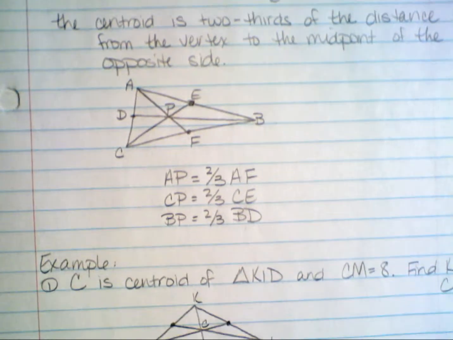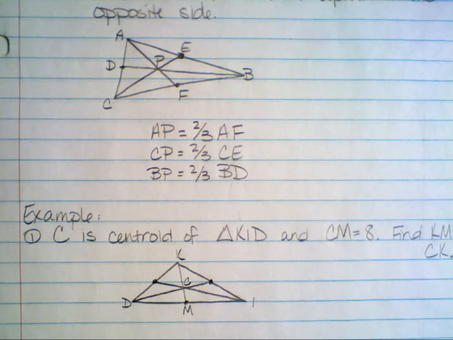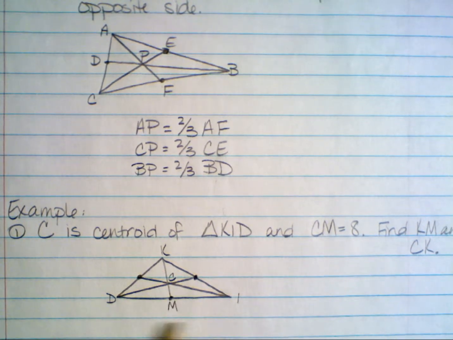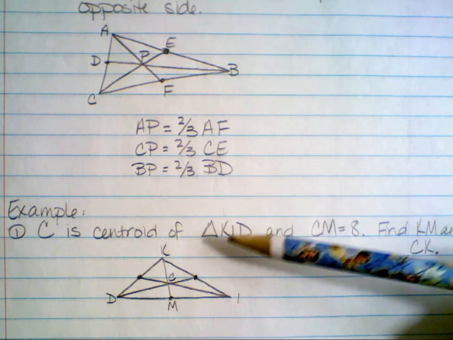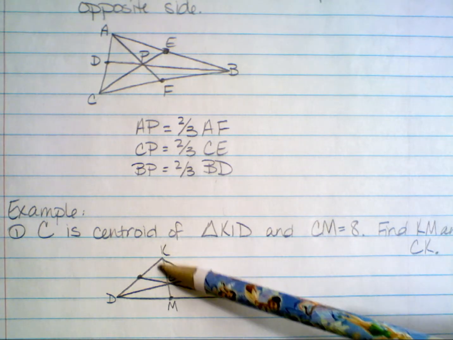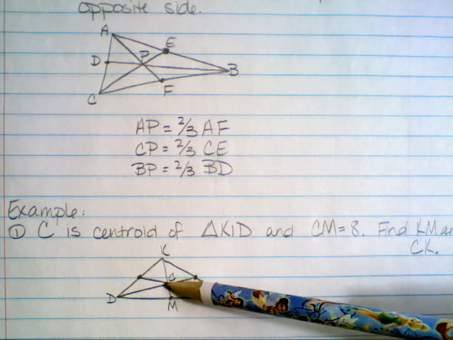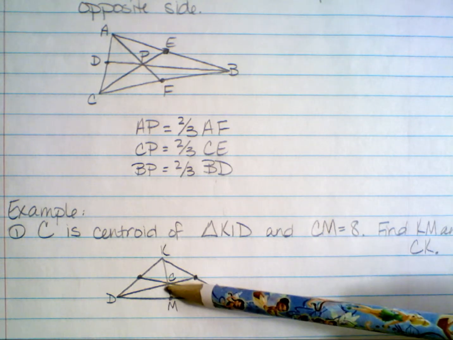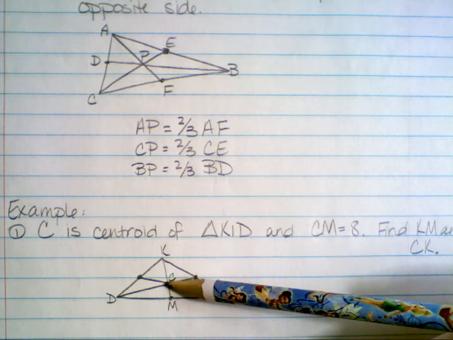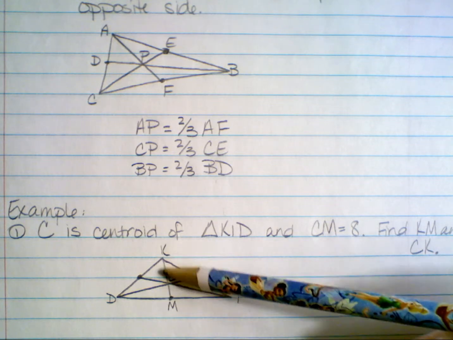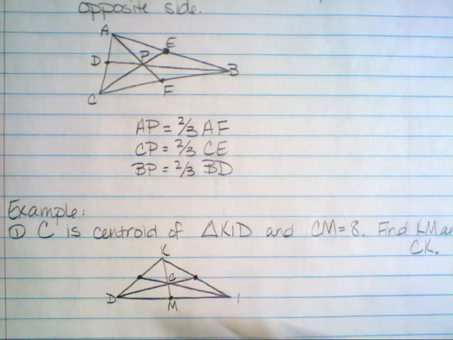Okay, here's an example that I have for you. It says that C is the centroid of triangle KID, and CM is 8. So I want you to find out how much is KM, so this entire median, and how much is CK. So CM is 8. So this little piece right here is 8. That goes from the centroid to the opposite side. So this KC is 2/3 of the entire distance. So see if you can work that out and find those two distances.